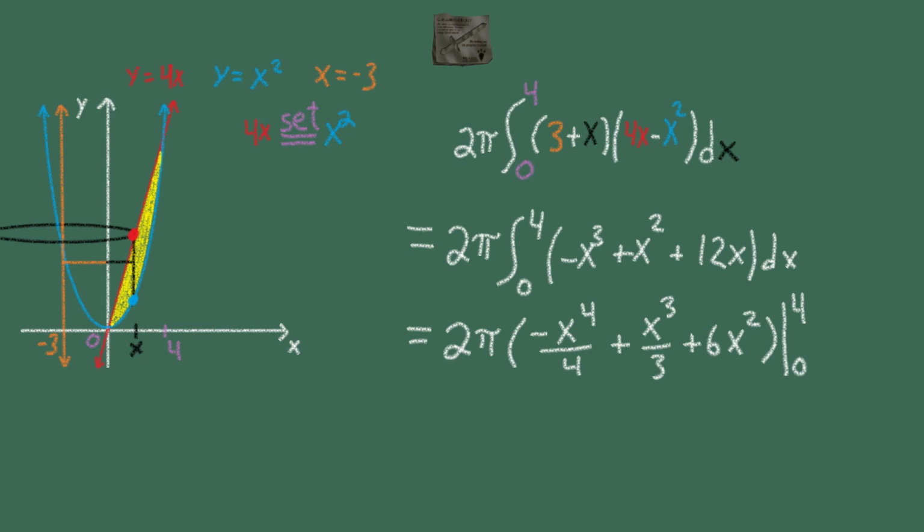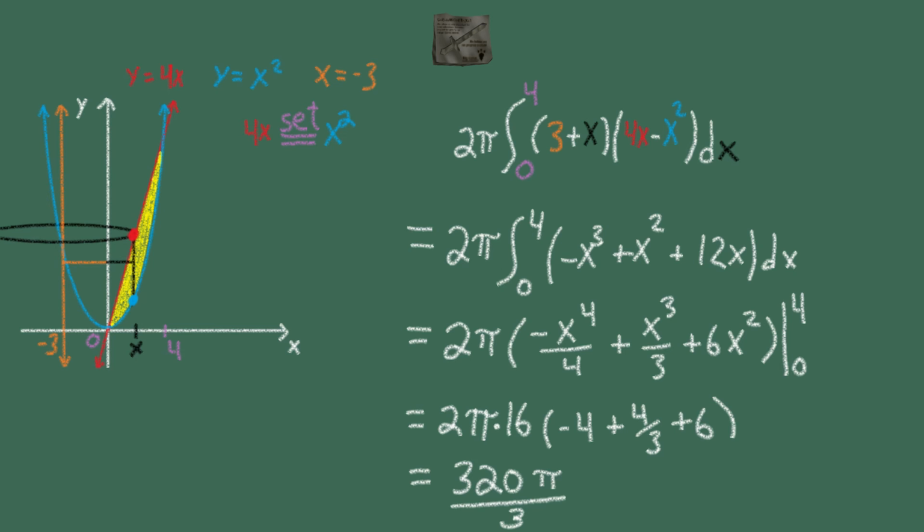We are only one step away from getting the BIGGORON'S sword. We compute our result any way which we prefer and get 320 pi over 3. And that's it. We finally have the BIGGORON'S sword.